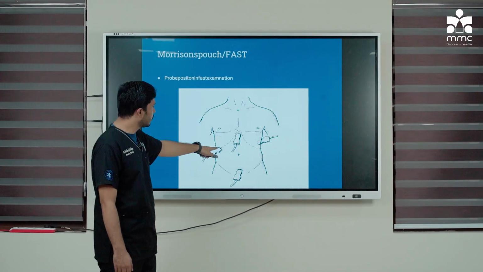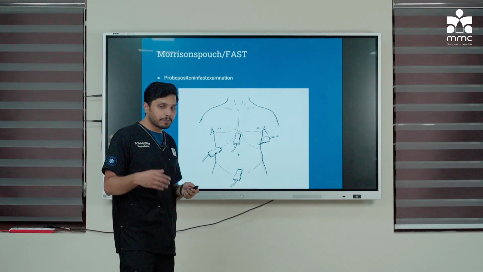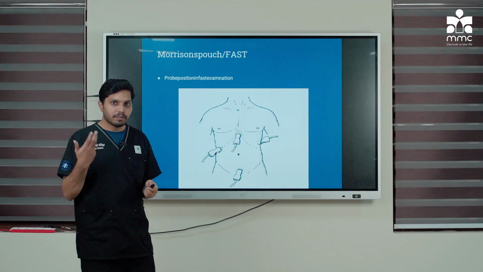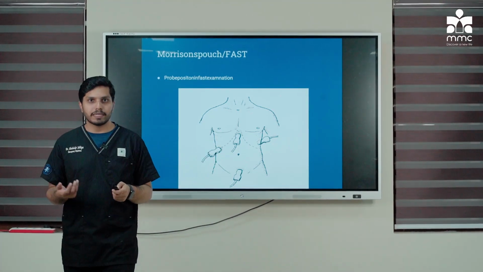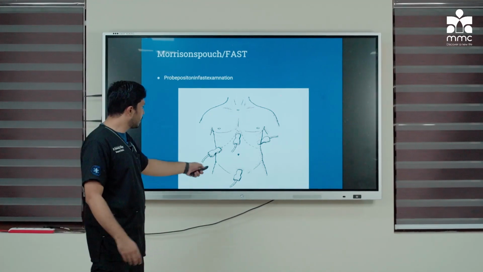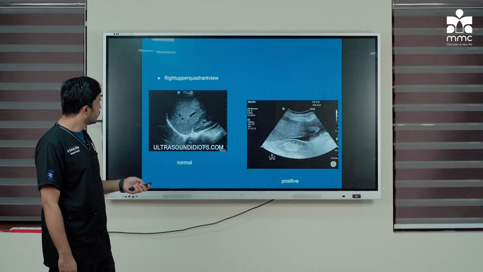In the FAST view, we already discussed the cardiac view. In the cardiac view we are supposed to look at 3 areas, so we will get 4 images. Here we have 4 views and 4 images. Already we discussed the right upper quadrant view.